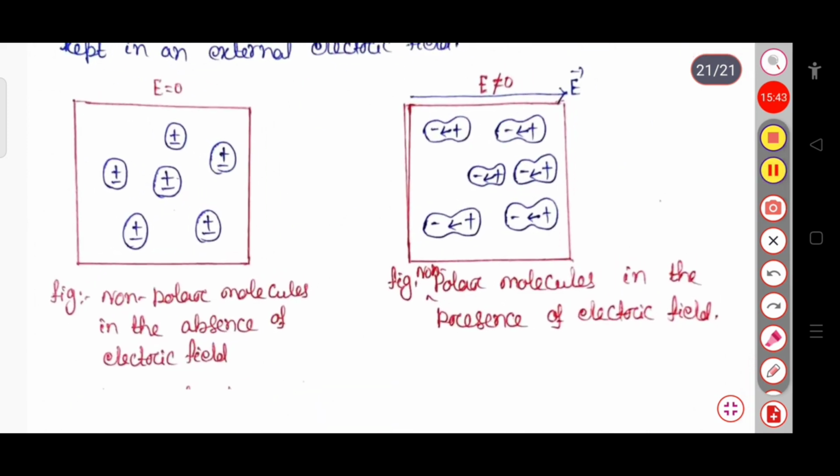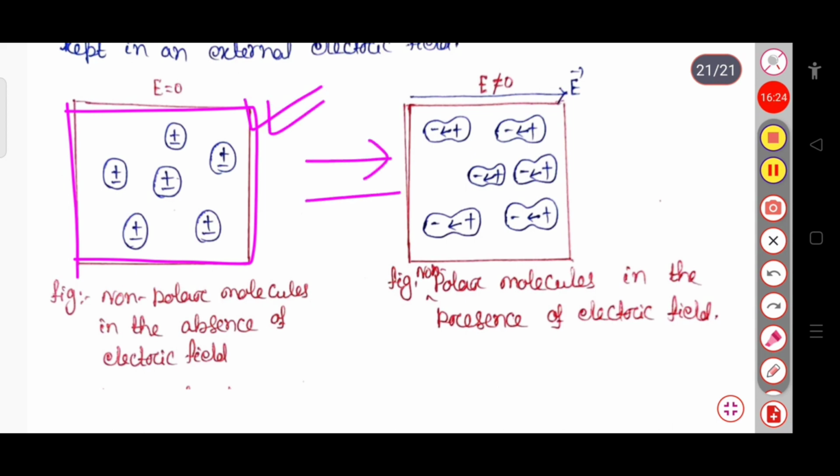In the case when the electric field is zero, suppose this is a dielectric. It consists of a number of atoms. Just visualize everything: this is a dielectric material, and it consists of a number of atoms inside it. This is one atom, second atom, third atom, and so on. So the positive charge and negative charge particles lie at the center here, and also here, and in every case. In the absence of the electric field, their behavior will be like this. But when we apply some electric field to this non-polar molecule, what will happen?